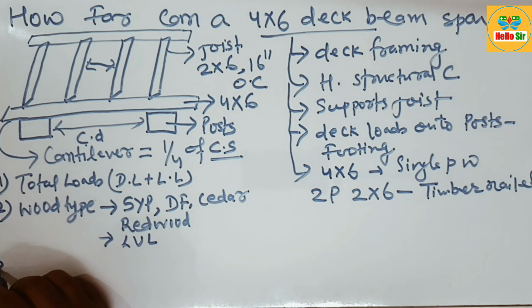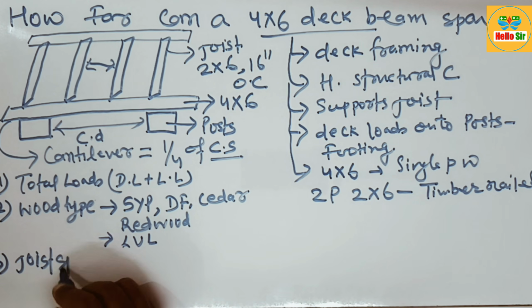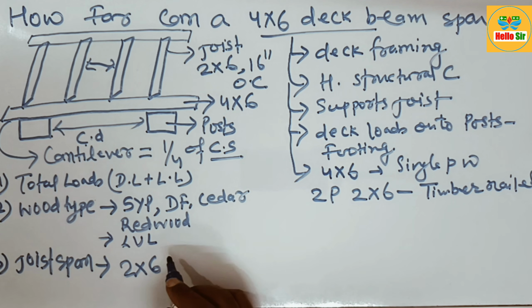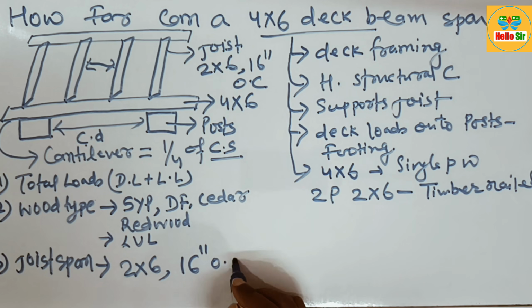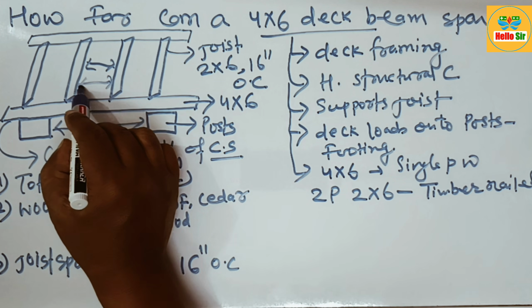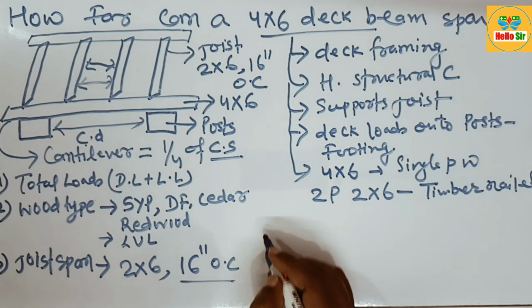The third major factor is joist span. The size of the joist is 2 by 6 and spaced 16 inches on center. This is the spacing between two joists, which is 16 inches on center.